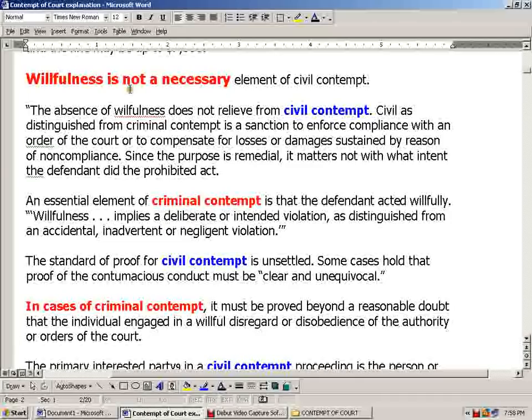Willfulness is not a necessary element of civil contempt. Okay, so it doesn't have to be willfully done. Just the fact that they did it, it may have caused damage, is enough to give contempt. The essential element of criminal contempt is that the defendants acted willfully. Willfulness implies a deliberate or intended violation as distinguished from an accidental, inadvertent, or negligent violation.